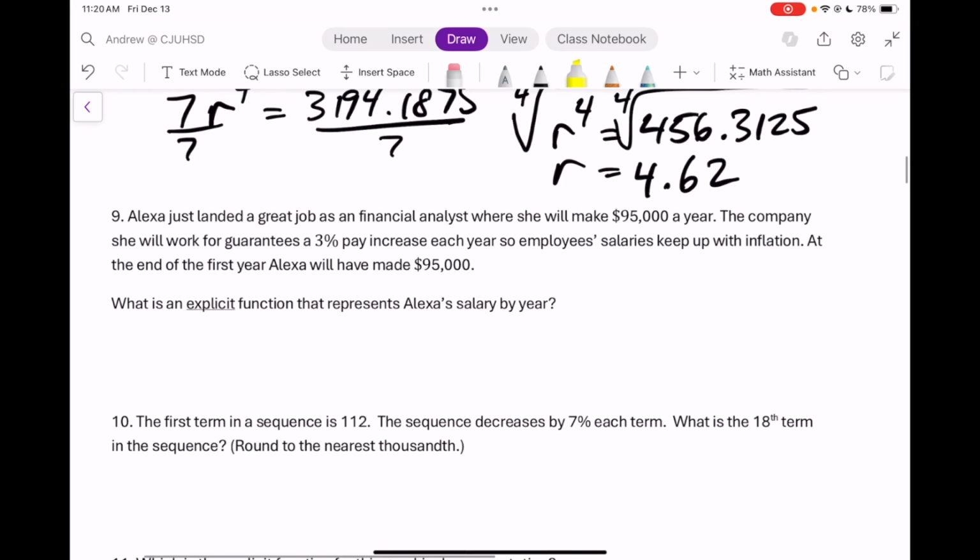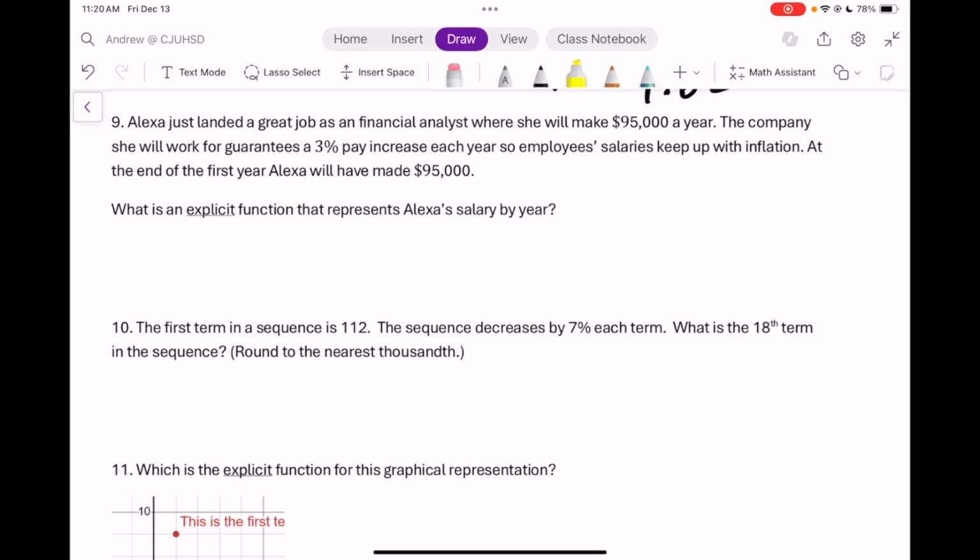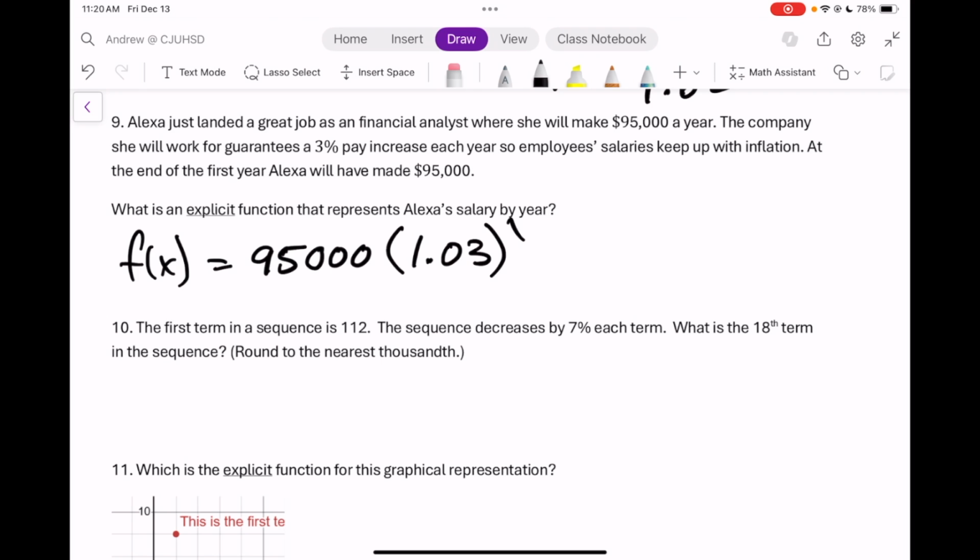Okay, number 9. Alexa landed a job as a financial analyst. She's going to make $95,000 a year. That's her initial value, her starting pay. And the company guarantees her a 3% pay increase. So that would be 1.03 is the common ratio. At the end of the first year, she's going to make $95,000. So the explicit function can look like this. It is exponential.